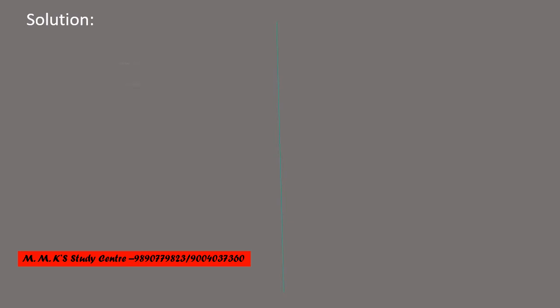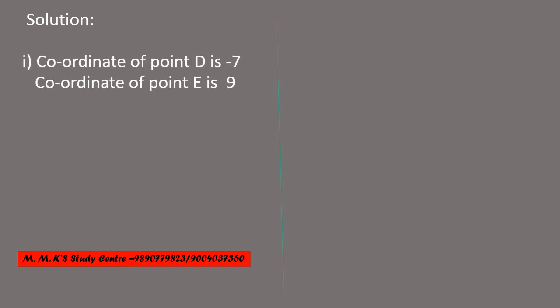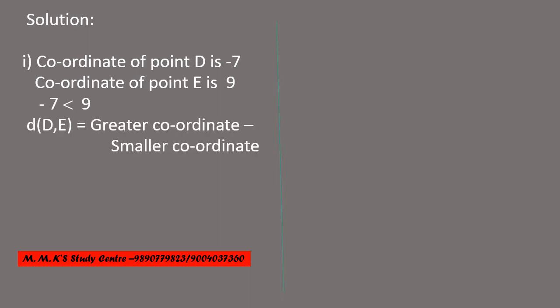So we will continue with the sub question 1. First of all, with the help of the table, we will write down the coordinates of D and E. So coordinate of point D is minus 7 and coordinate of point E is 9. So we'll find out which one is greater. So definitely minus 7 is smaller than 9, means 9 is greater. So we'll use the same formula which we have used previously. So distance between DE is nothing but greater coordinate minus smaller coordinate.